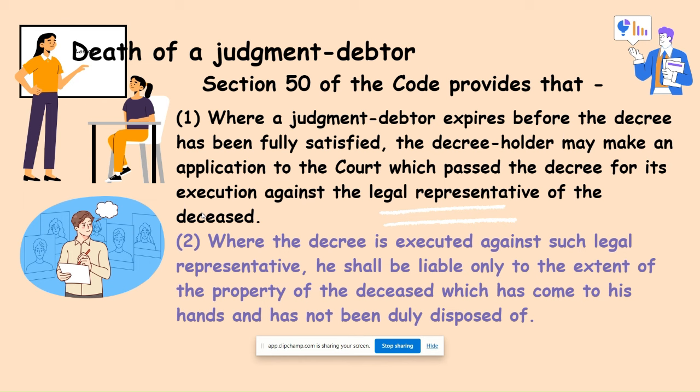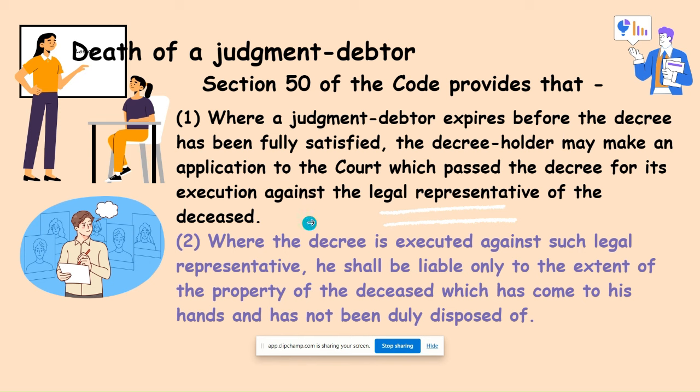Now, death of a judgment debtor. We are seeing section 50 of the Code. It provides that where a judgment debtor expires before the decree has been fully satisfied, if the judgment debtor dies, what will happen? The decree holder may make an application to the court which passed the decree for its execution against the legal representative of the deceased. Those who call themselves legal representatives, the decree holder will proceed against the legal representative so far as the property or the assets of the judgment debtor are concerned.